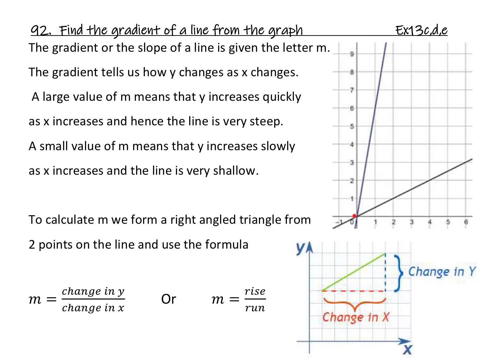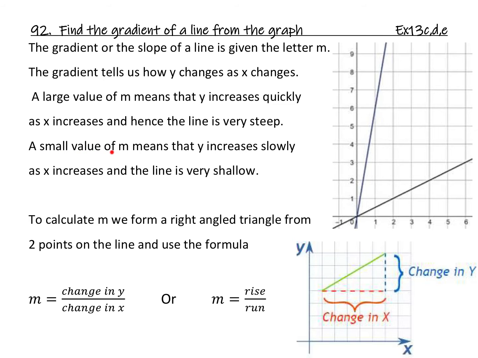For the blue line, as x increases by 1, the y value increases by 6. So its steepness is 6, or its gradient is 6. A large value of m means that y increases quickly as x increases, and hence the line is very steep. So this would be an example of a steep line, because as x moves up by 1, y is increasing by 6, a large value.